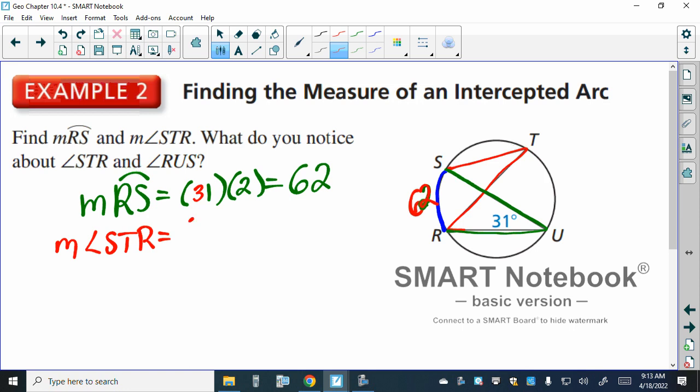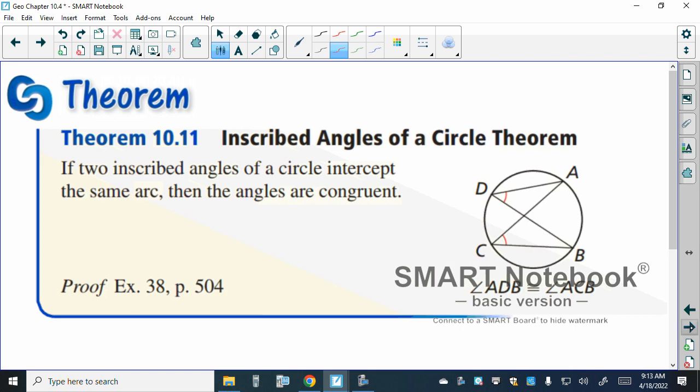We would divide 62 by 2. Now what do we notice about STR and RUS? They're congruent, yes? They have the same measure. Which actually leads us to the next theorem.